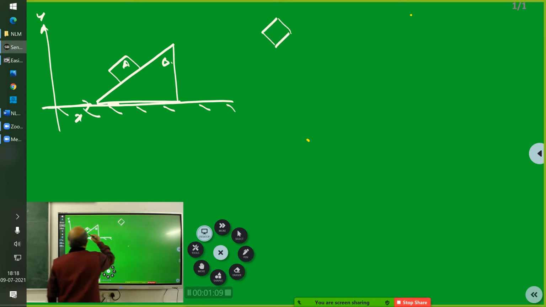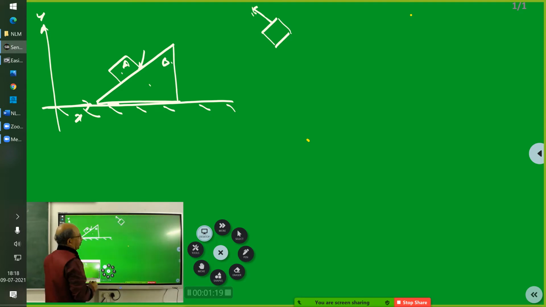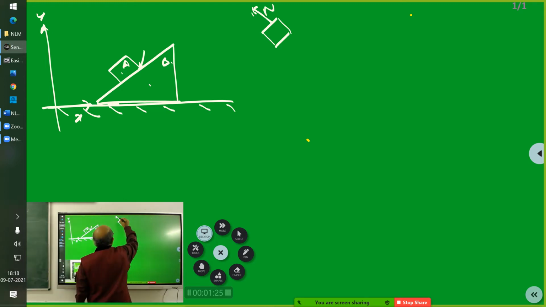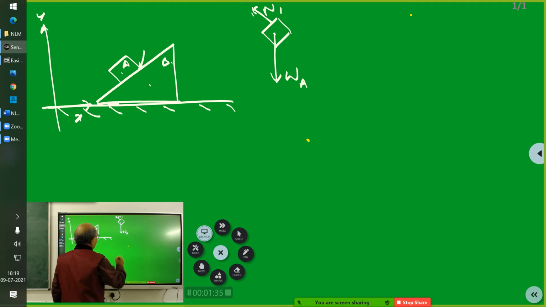what are the forces acting on it? Since there is contact here, immediately you write that this body B is going to apply a force on body A. I will write this as N1. And there is a weight vector, being pulled by earth, which I will write as WA. Now look at WA and N1.